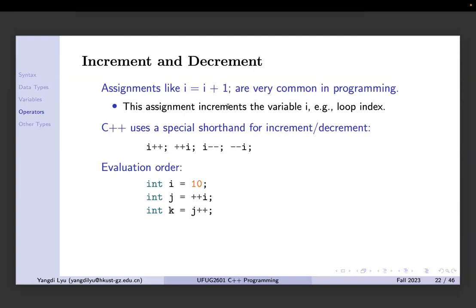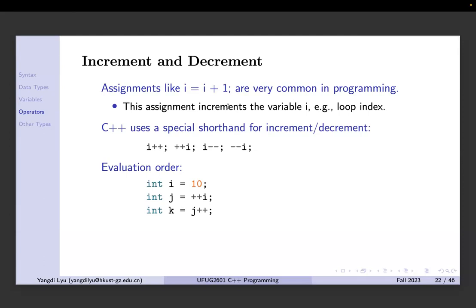So how about the next one? k assign j plus plus. What's the value of j? 11, 12. Yeah, we execute one by one, all right? Before that, j equals 11. Now j becomes 12. What's the value of k? 11. Yes. All right, you guys know a lot.